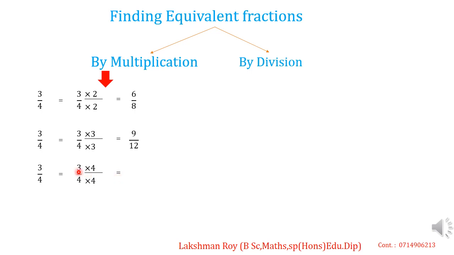Now what is the answer you get? Equivalent fraction. 3 multiplied by 4, that is 12. 4 multiplied by 4, that is 16. So that is one equivalent fraction. We found 3. Let's move to another one.